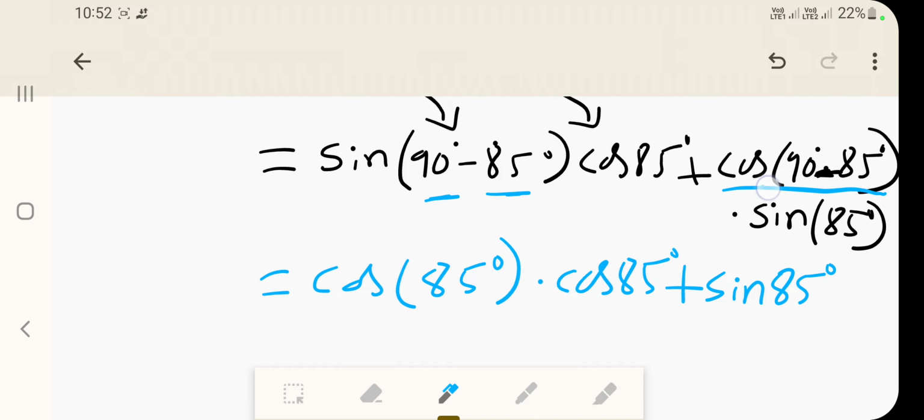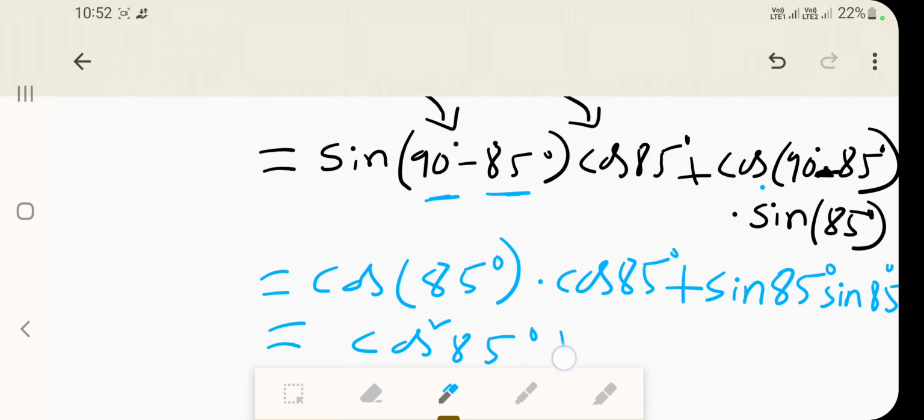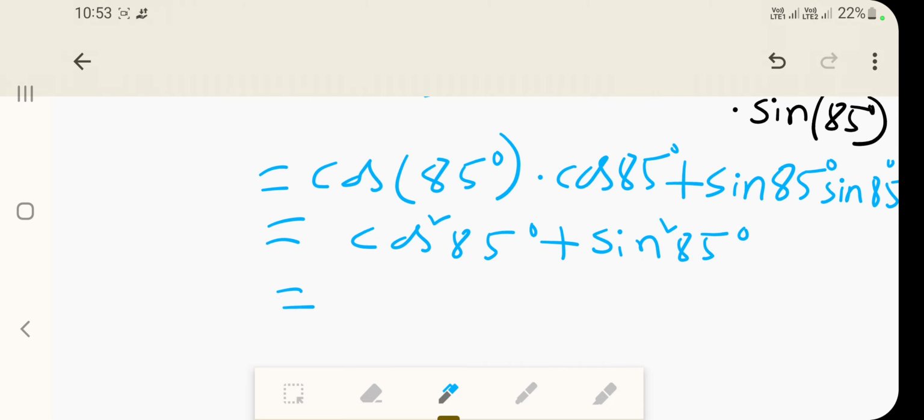Okay, this is not division, I have underlined it. So here sin 85 into sin 85. So cos 85 into cos 85, we can write it as cos square 85 degrees. Sin 85 into sin 85, we can write it as sin square 85. Now can anybody tell what this is equal to? Just pause the video and think and write the answer.